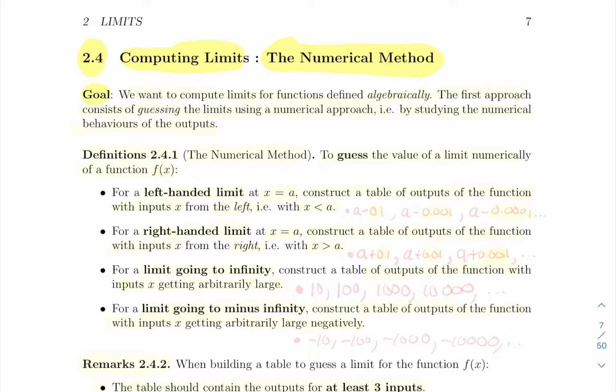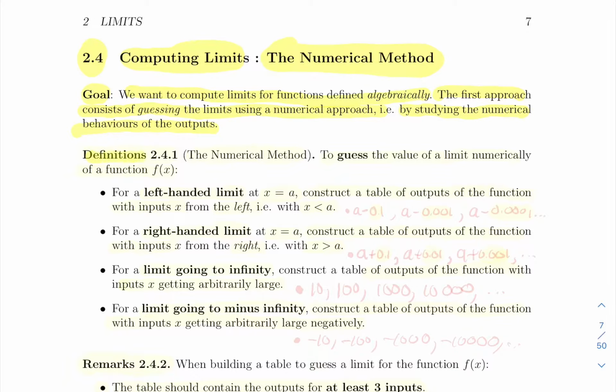So the big goal here is we want to compute limits for functions defined algebraically. So the first approach will be guessing limits using a numerical approach, i.e. by looking at the numerical behavior of the output. So basically, in a nutshell, the big philosophy is just plug in values and look at the outputs and try to see a pattern. If you see a pattern, it's getting closer to a number, then the limit exists. If the numbers are getting bigger and bigger with no upper bound, it goes to infinity, etc. Okay, so it's really studying tables of values.